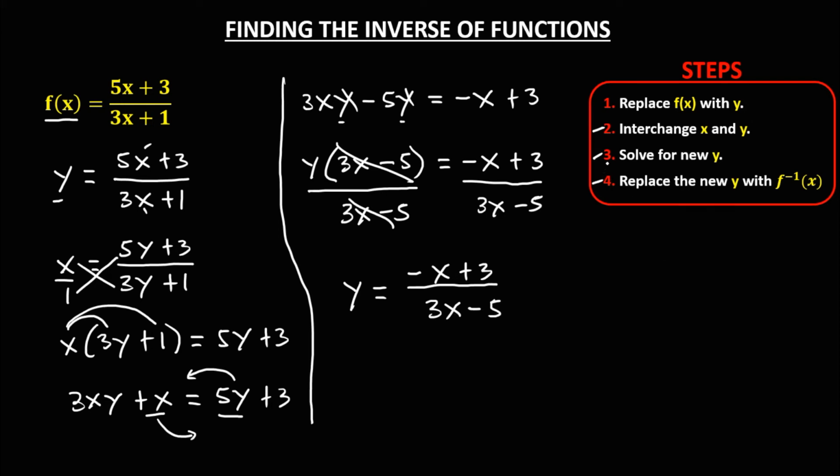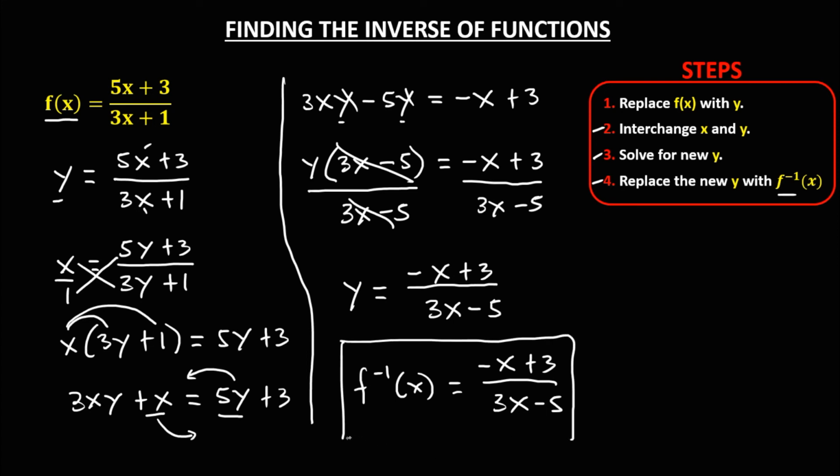Then replace the new y with the inverse of f of x. So the inverse of f of x equals negative x plus 3 over 3x minus 5. So this is now the inverse of the given function.